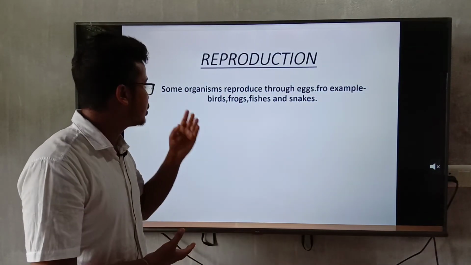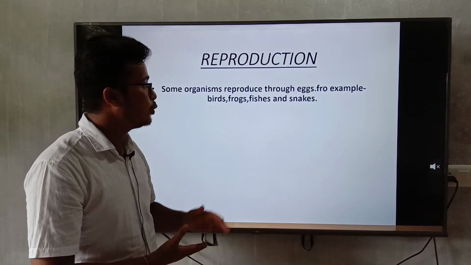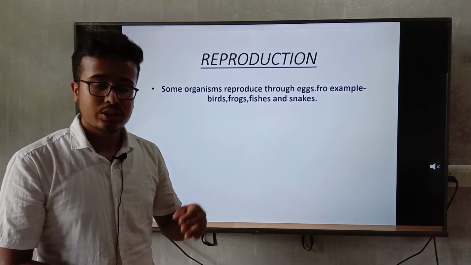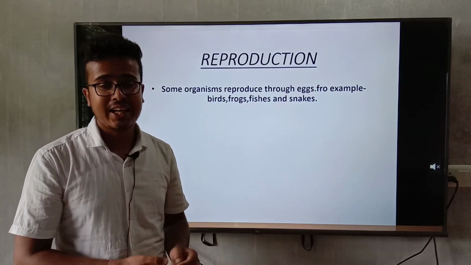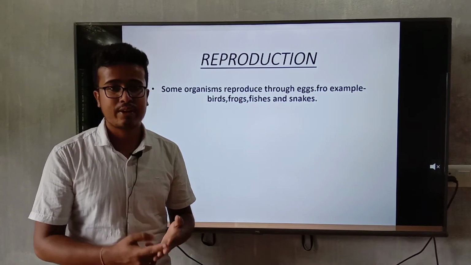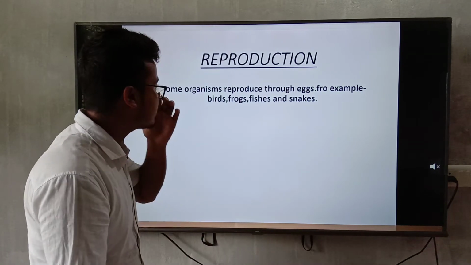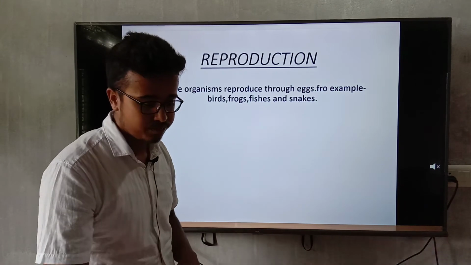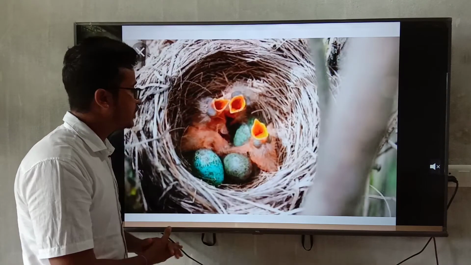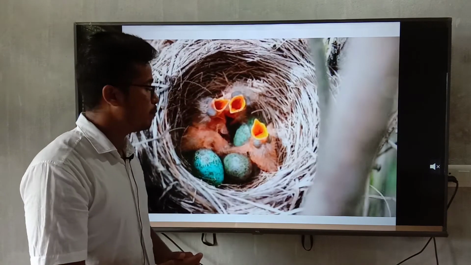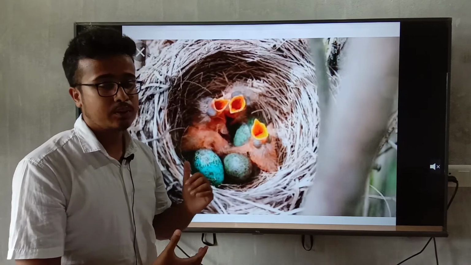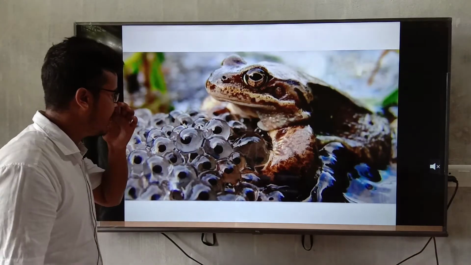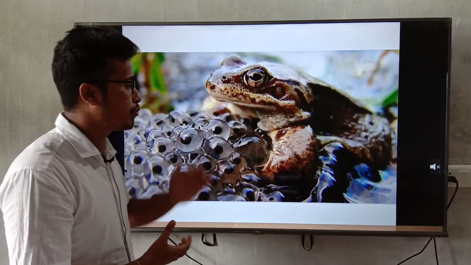Some organisms reproduce through eggs. Examples are hens, birds, snakes, frogs and fishes. Now you can see these pictures, here the babies of birds. Birds reproduce through eggs and here it is the frog, the egg of the frog.